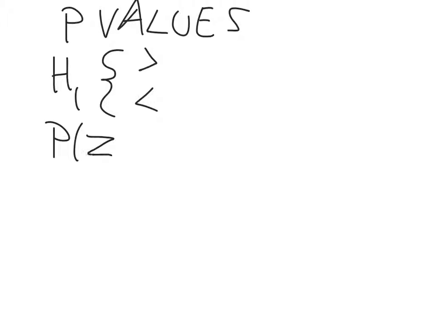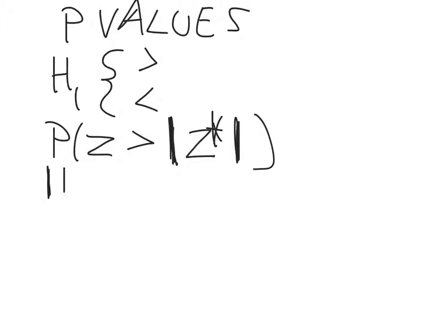to get p greater than the absolute value of z star. And these fuzzy bars are your absolute value symbol. And that means if it's already positive, leave it at positive. If it's negative, make it negative.